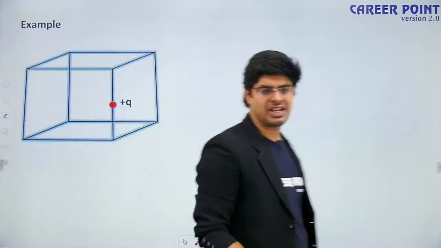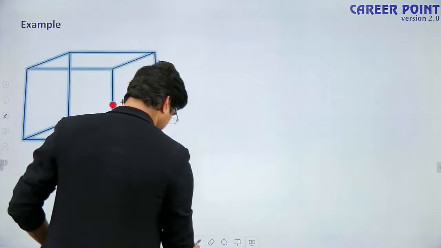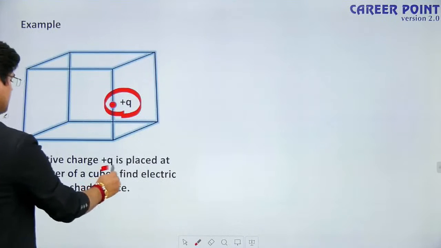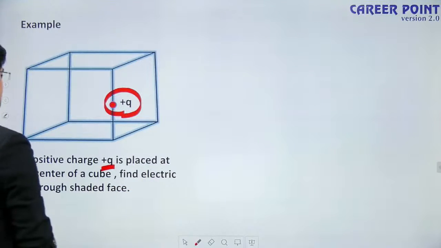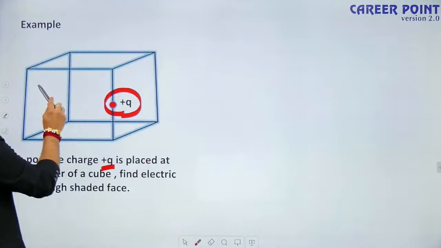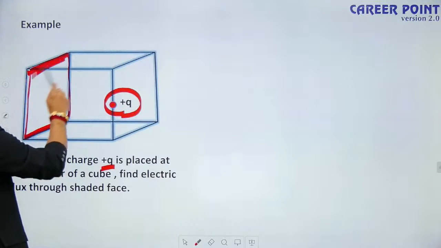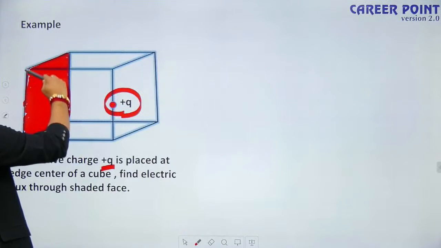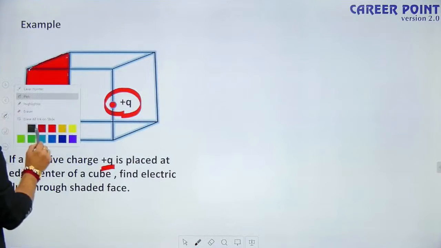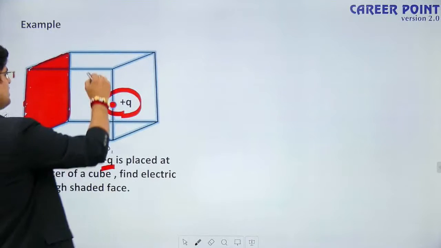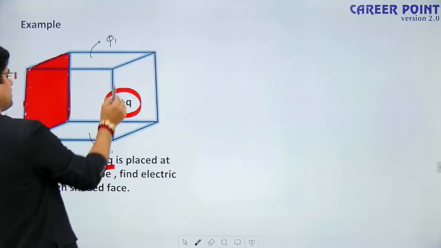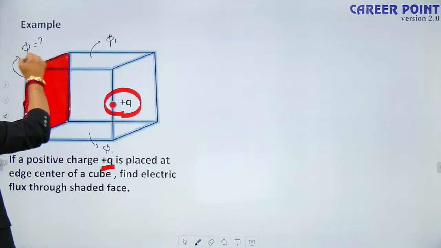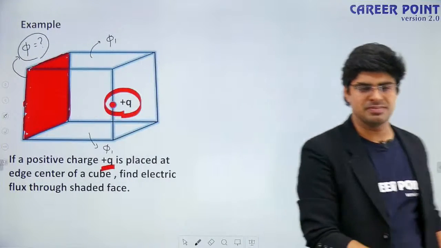Again we have taken a cube. Again we have considered a cube. What we can do here? Now see, if a positive charge plus Q is placed at the edge center of a cube, find electric flux through shaded face. So let the shaded face be this one. Okay, so flux passing through this surface is phi1, and obviously due to this surface also it will be phi1 because they are symmetric for plus Q. So for this surface and this surface I have given. For this surface I actually wish to know how much will be the flux due to this plus Q charge. Okay, no problem. Now focus here.